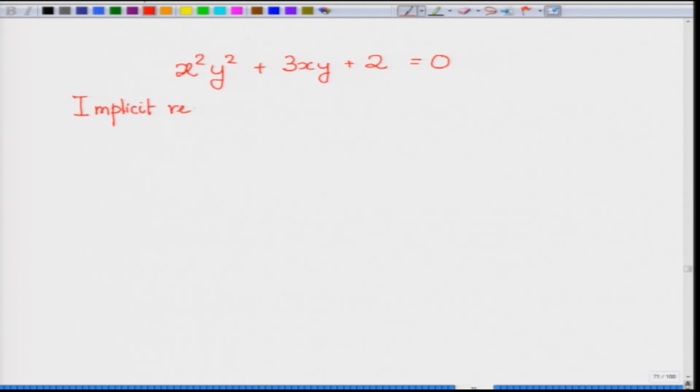Y is a function of x, but I do not know the exact relation. The exact relationship between x and y is not clear to us, not known to us.